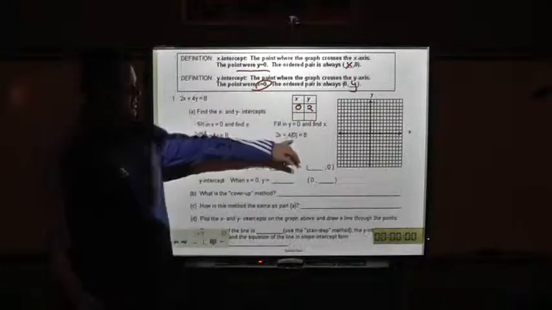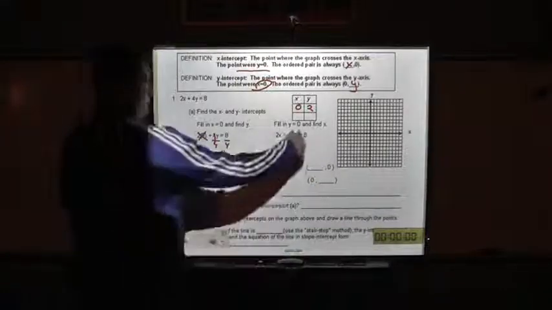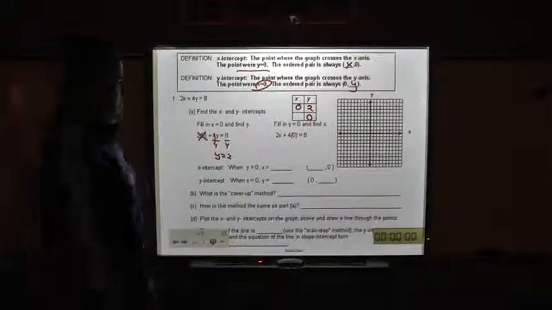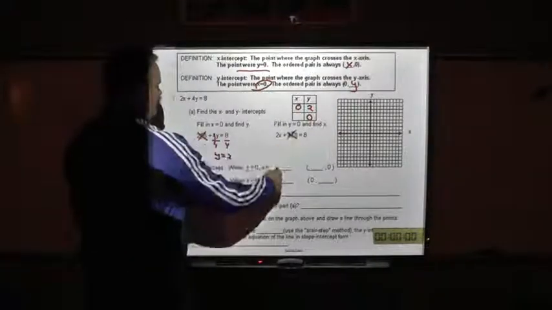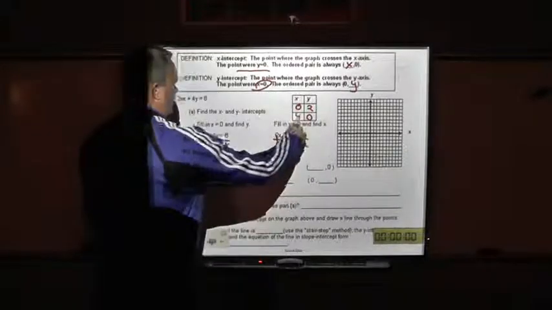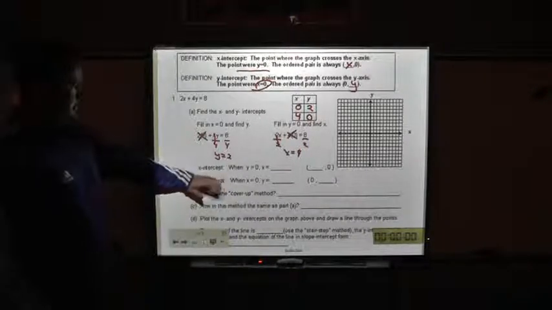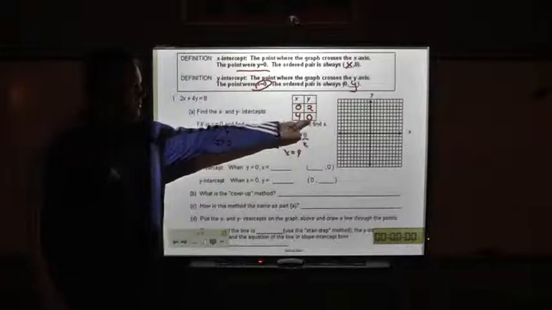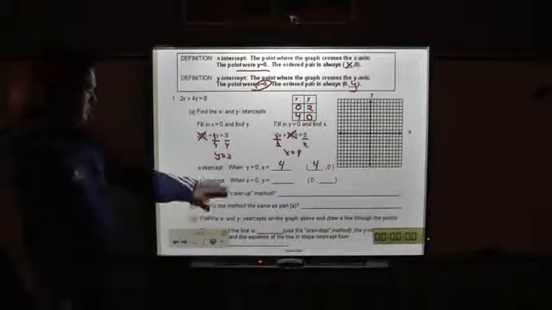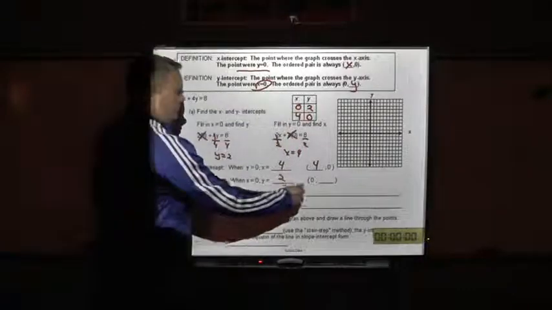The other one says fill in 0 for y and find the x. So that means you're finding the x-intercept. So for y, it's 0. And looking for x, 4 times 0 is 0, it's gone. So we should divide both sides by 2. X equals 4. Okay? So, x-intercept. When the y-coordinate is 0, the x-coordinate is 4. So that's (4, 0). Y-intercept. When the x-coordinate is 0, the y-coordinate is 2.